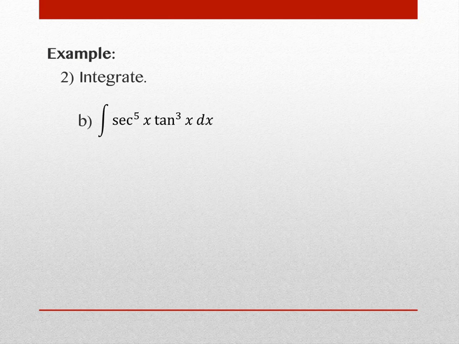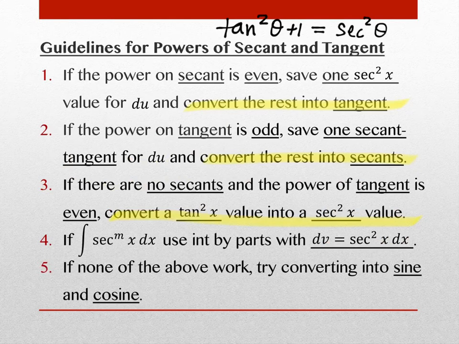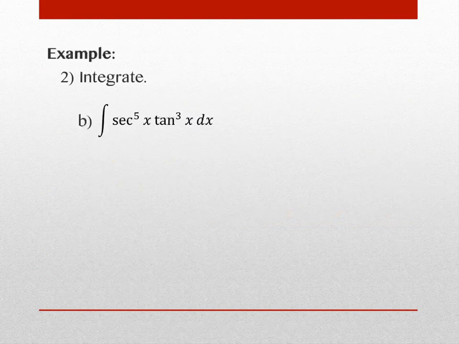All right, second example in this set. We have a secant to the 5th of x tangent cubed of x dx. So going back to guidelines, do I have a power of secant that's even? Nope. Do I have a power of tangent that's odd? Yes. Okay, so we're doing guideline 2, right? Power of tangent that's odd.